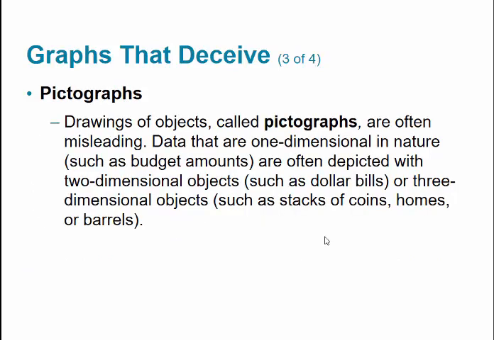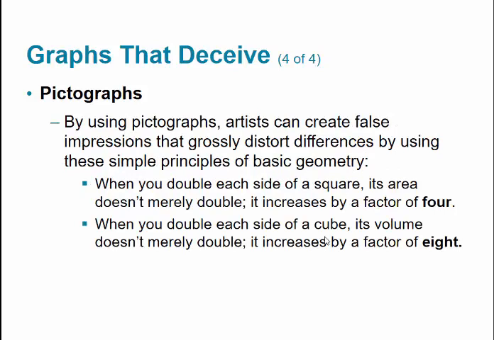Pictographs, drawings of objects called pictographs, are often misleading. Data that are one-dimensional in nature, such as budget amounts, are often depicted with two-dimensional or three-dimensional objects. By using pictographs, artists can create false impressions that grossly distort differences by using three simple principles. When you double each side of a square, its area doesn't merely double, it increases by a factor of 4. When you double each side of a cube, its volume doesn't merely double, it increases by a factor of 8 by nature of the formula.